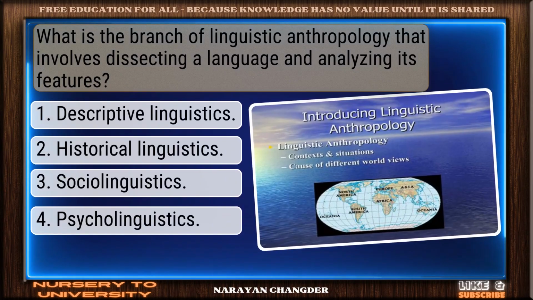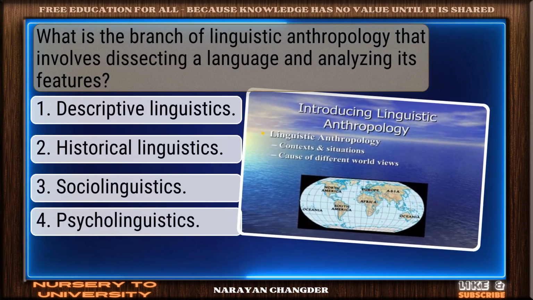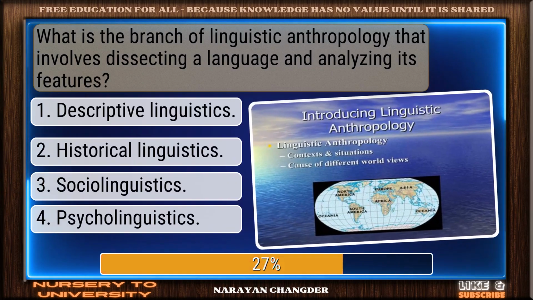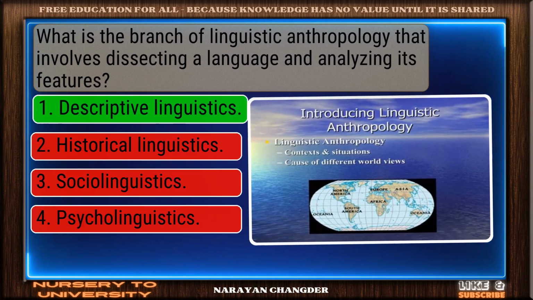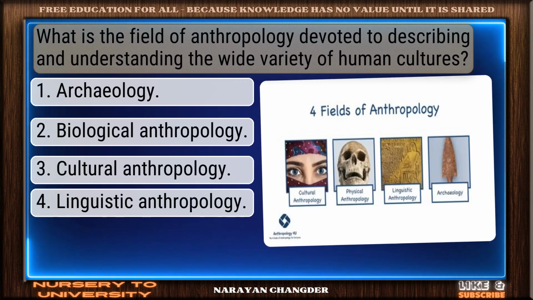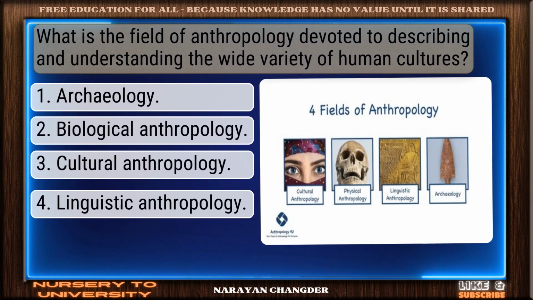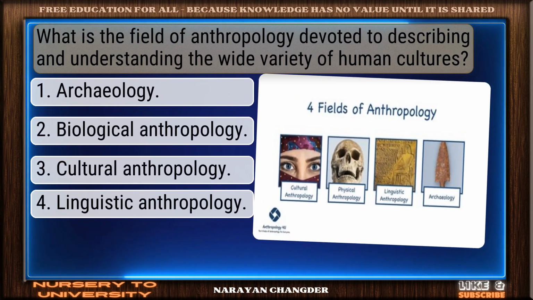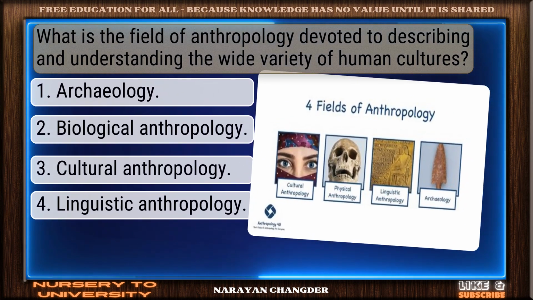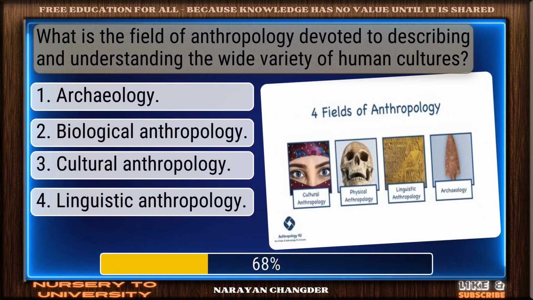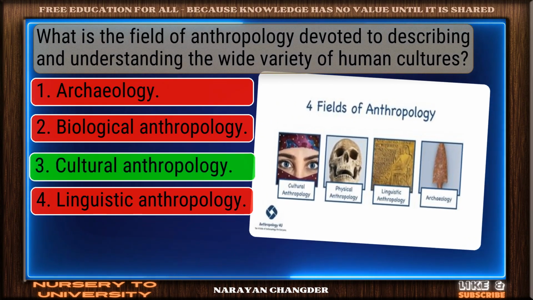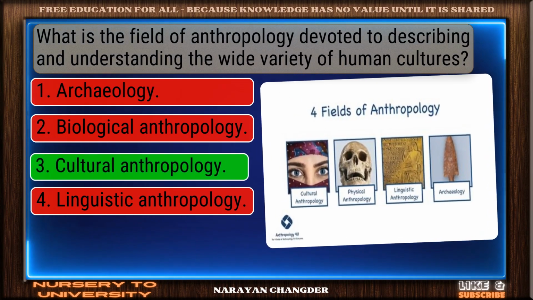What is the branch of linguistic anthropology that involves dissecting a language and analyzing its features? Perfect. Descriptive linguistics is the correct choice. What is the field of anthropology devoted to describing and understanding the wide variety of human cultures? Nicely done. Cultural anthropology is a solid answer.